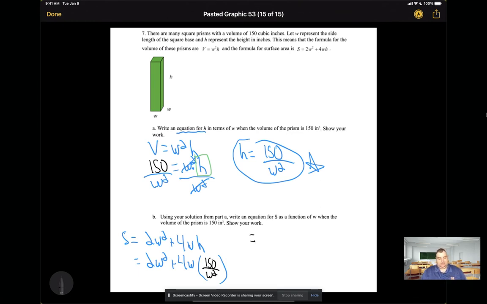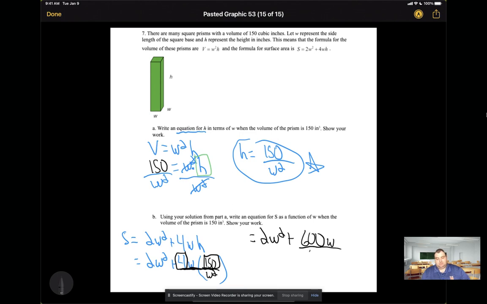And then I'm going to simplify. Okay, so I can extend this fractional divider. And I can rewrite this as 2W squared plus, over on top here, I have 4 times 150. I can multiply that together. So I'm going to take my calculator and multiply 4 times 150, and I end up with 600. So 4 times 150 is 600, and then I have W over W squared.